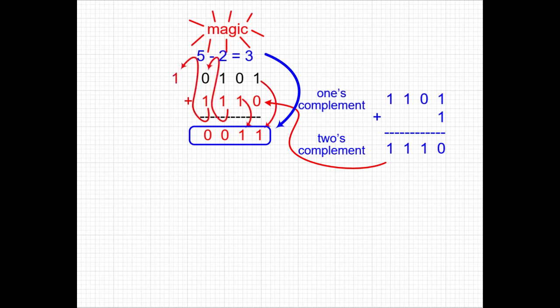When we added the 2's complement number, you may have noticed that we had a 1 that carried out from the last binary bit. We just throw that away. It's an artifact of the math magic.